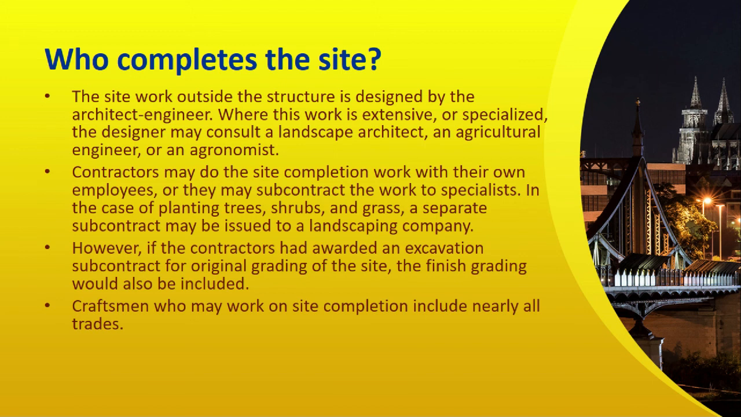The site work outside the structure is designed by the architect engineer. Where this work is extensive or specialized, the designer may consult a landscape architect, an agricultural engineer, or an agronomist, or a specialist in the production of crops, to include grasses. Contractors may do the site completion work with their own employees, or they may subcontract the work to specialists. In the case of planting trees, shrubs, and grass, a separate subcontract may be issued to a landscaping company.